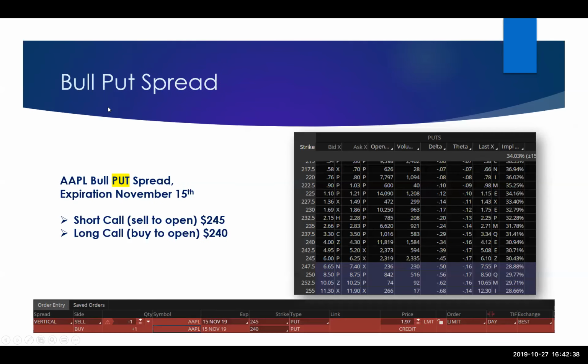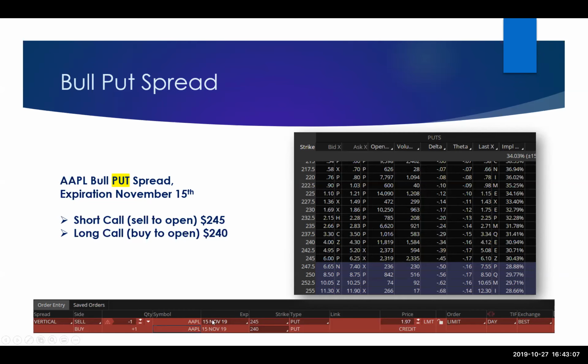Next is a bull put spread. Now, if you think Apple's going up, you could sell the puts, right? So you would go short the front option. You're going to sell this 245. So now we're looking at a clip of the Apple options chain, but we're looking at the puts side, right? This would be on the right side. So we say, okay, I'm going to sell this $245 put, same expiration, right?